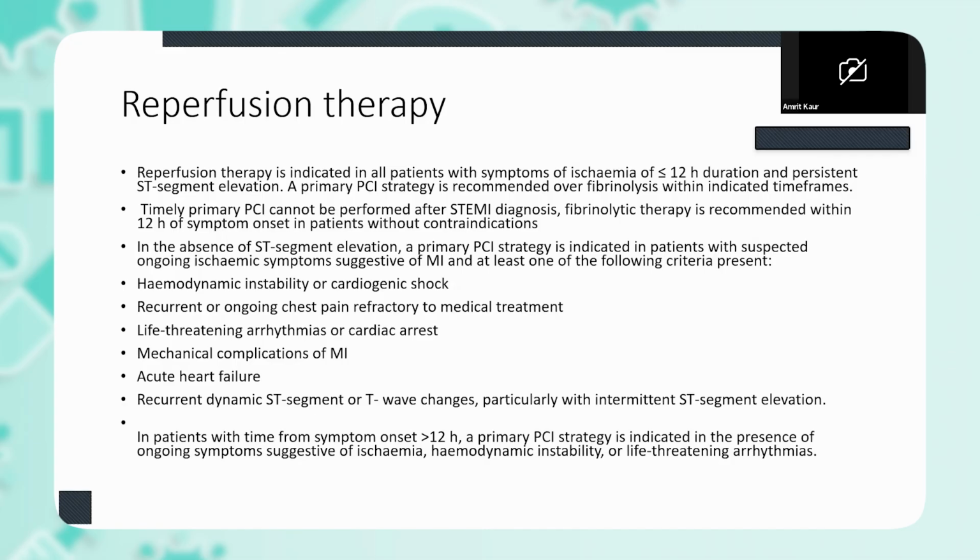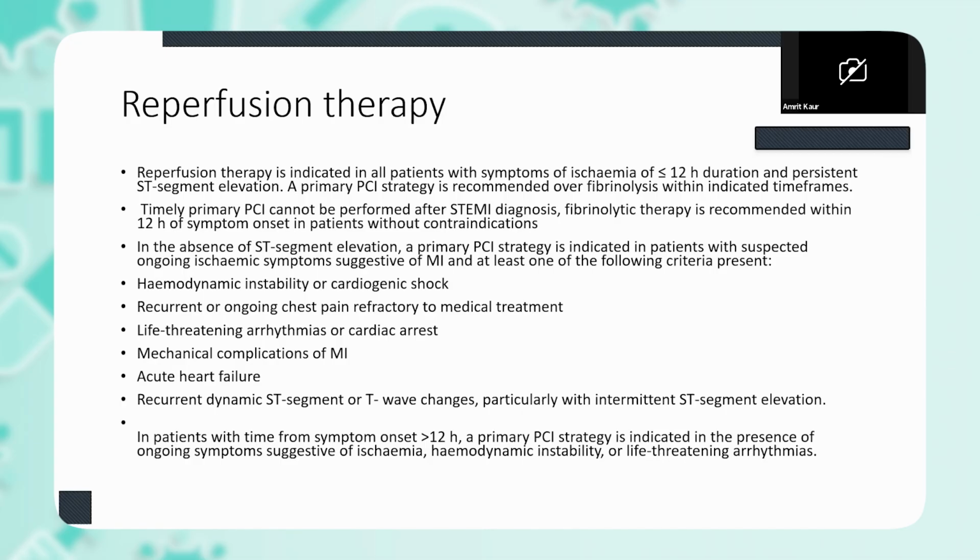So a patient with chest pain within 12 hours and persistent ST elevation. We are talking in this slide about your ST elevation MI. So a patient who came within 12 hours and has an ST elevation has to go for reperfusion therapy. A primary PCI strategy is preferred over your fibrinolysis. Which therapy is preferred when? We'll go through a good chart together.